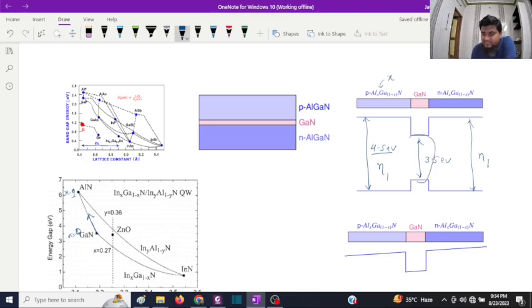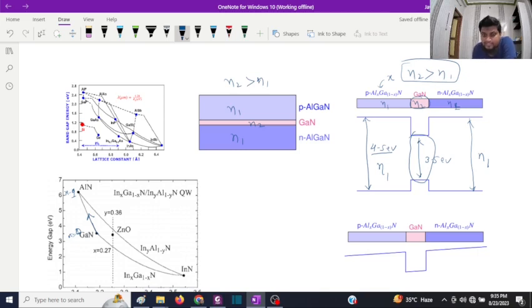However, in this active region, gallium nitride, it will have refractive index N2, where N2 is greater than N1, right? So you have N1, N1 and N2 in terms of refractive index, where N2 is greater than N1.